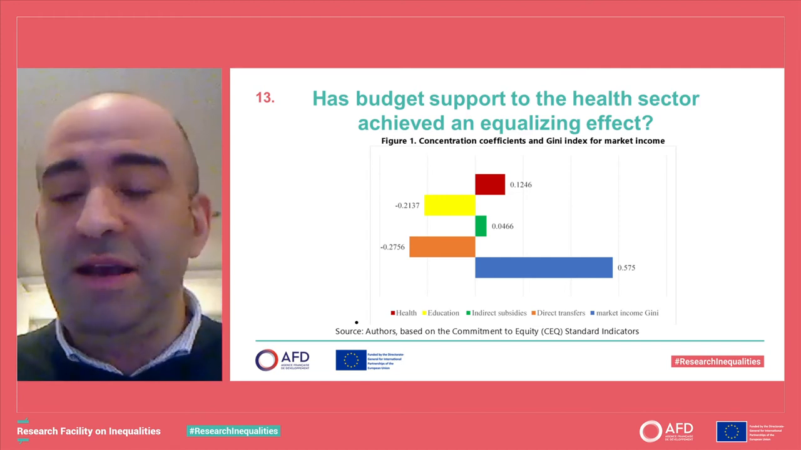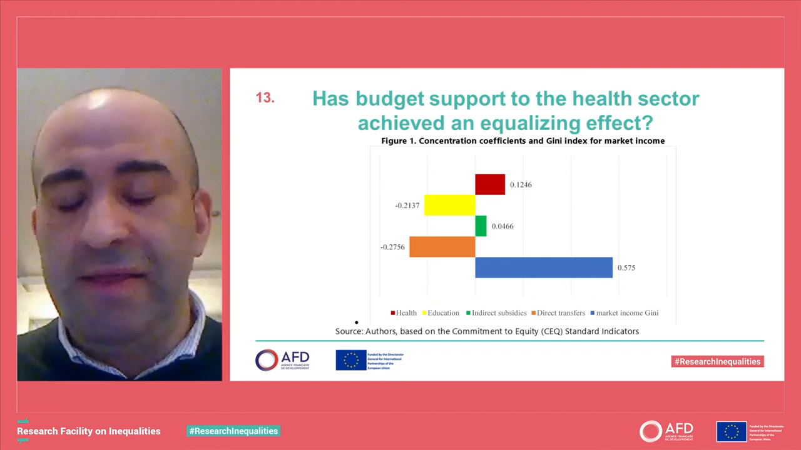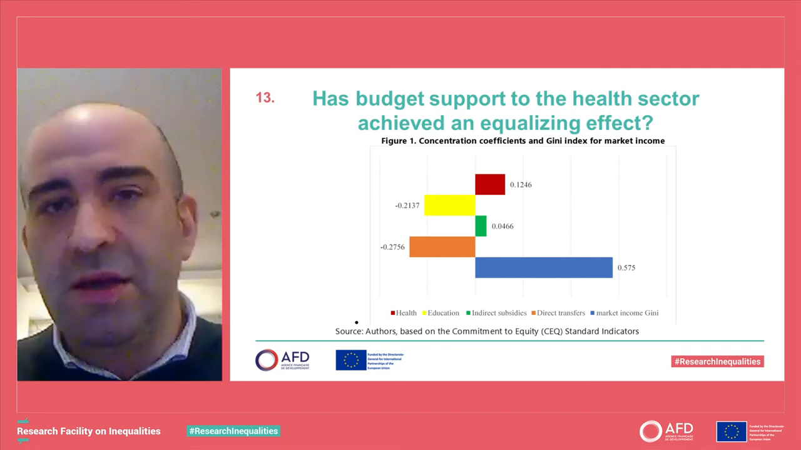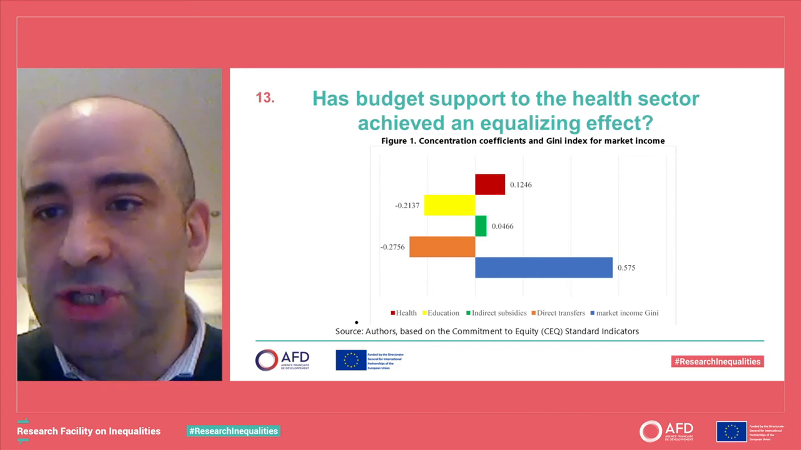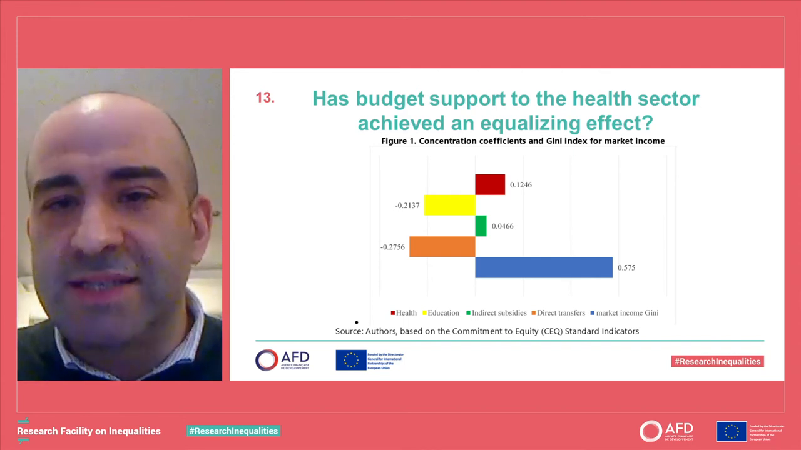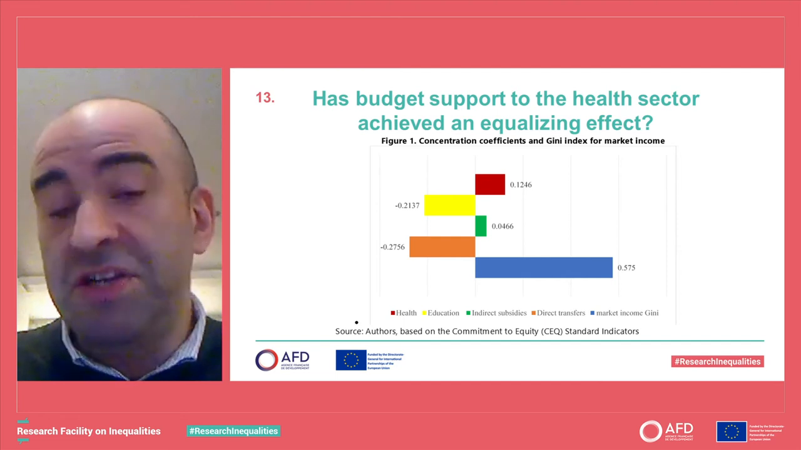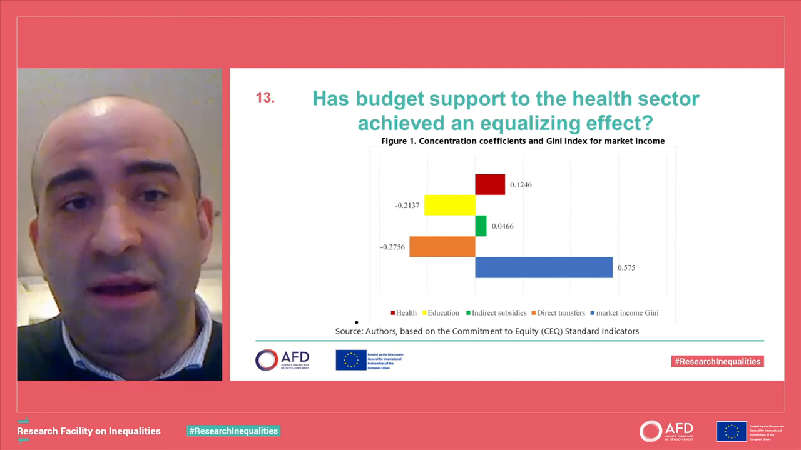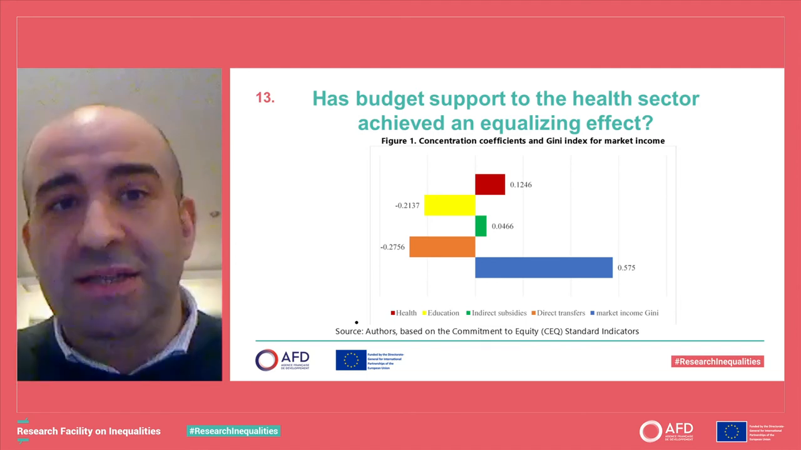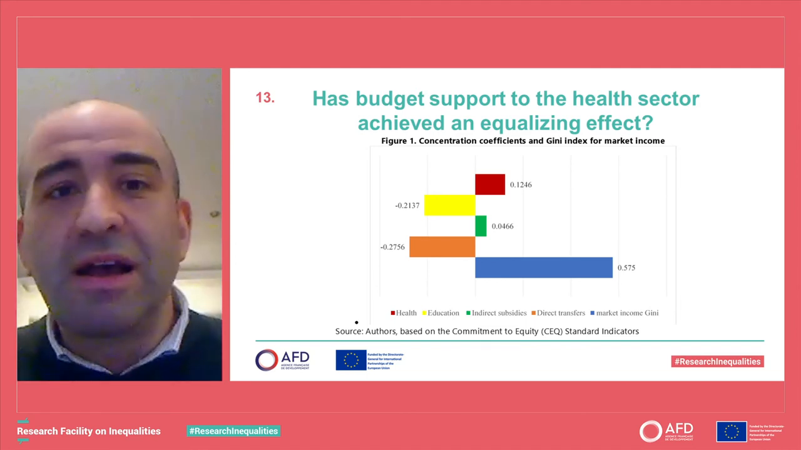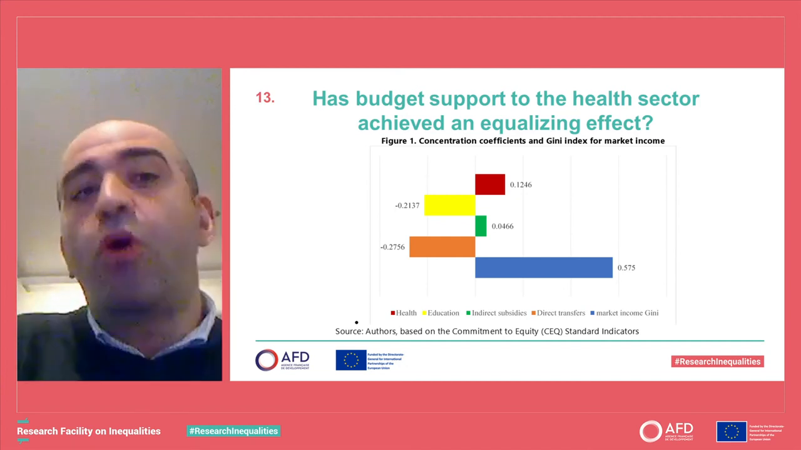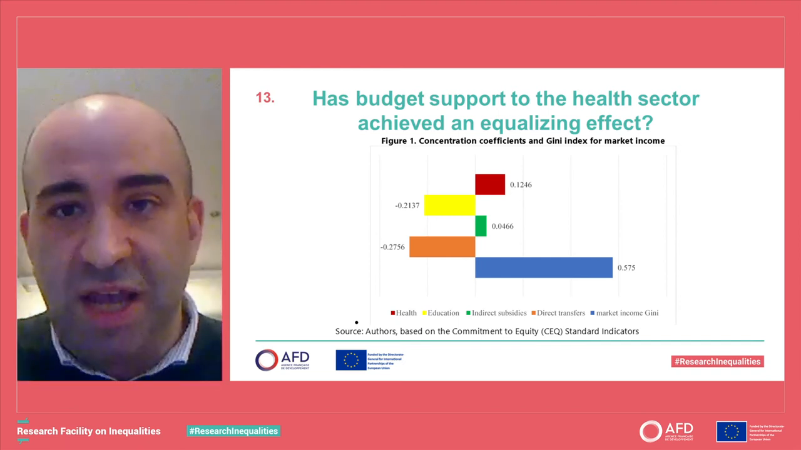Now we want to see whether the concentration coefficient of the health sector with this intervention is lower than the Gini index for market income, and it is. The Gini is blue, so you see that the red, which is the health sector concentration coefficient, is lower. Then we can assume that it is equalizing. But is it equalizing for the poorest? Not necessarily, because it's positive. You see other sectors like education in yellow equalize more and more towards the poorest. That's something to take into account.